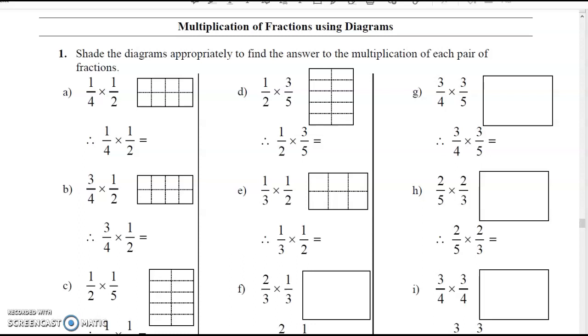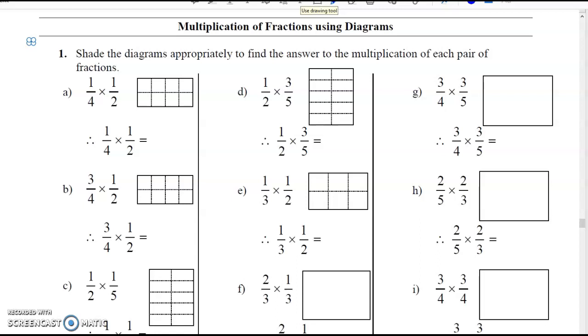Boys, today we're looking at multiplication of fractions, and we're going to start by using diagrams, and then we'll go on to just some standard questions. Okay, so let's have a look at this first question here. Number one says shade the diagrams appropriately to find the answer to the multiplication of each pair of fractions.